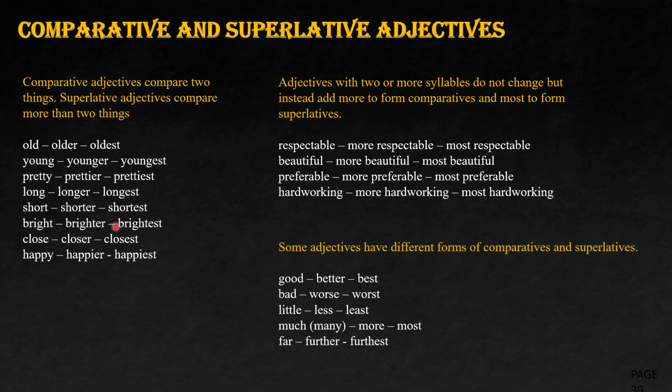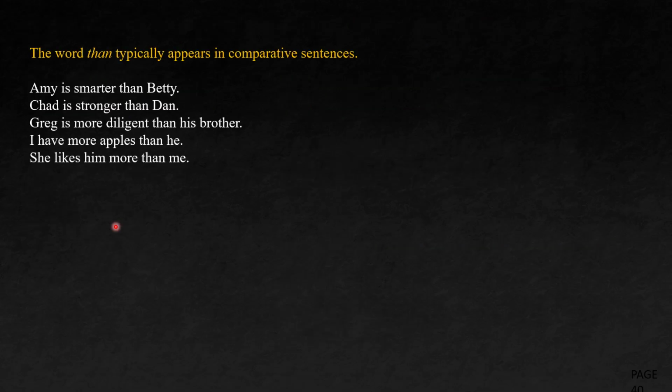So now I have again a few adjectives which have different forms of comparative and superlative. For example, good, better, best. It's completely different. Now it is close, closer, closest, right? Bad, worse, worst. Little, less, least. Much, more, most. Far, further, furthest. Likewise.